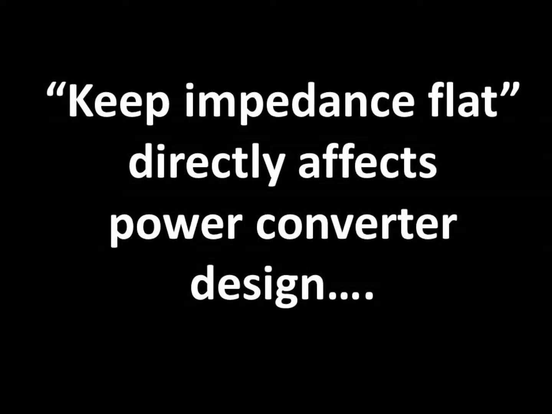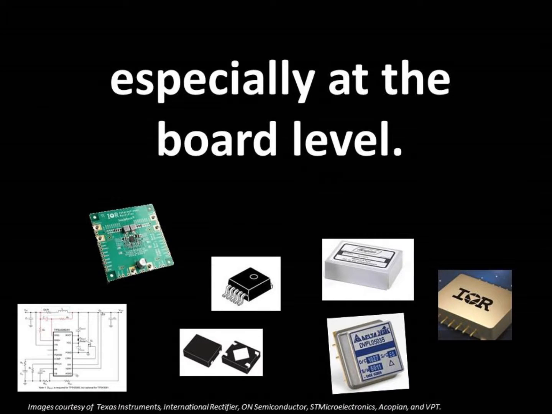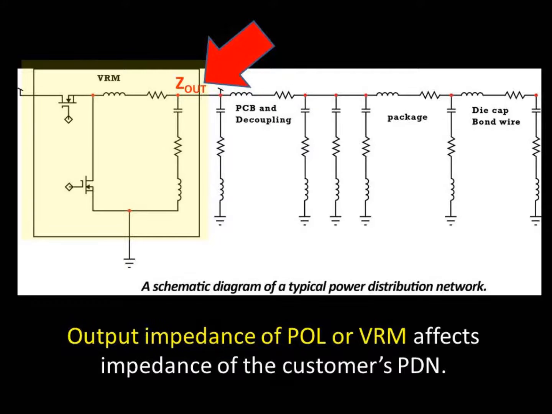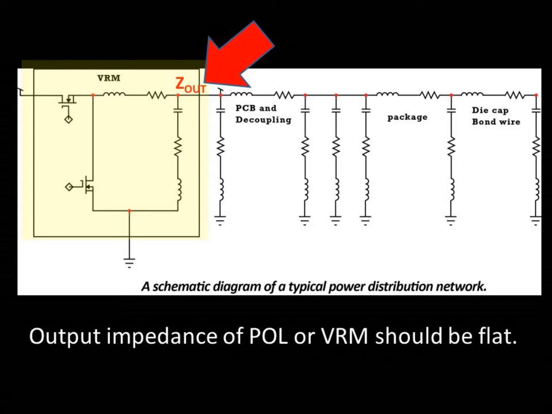Maintaining a flat impedance characteristic is the PDN concept that most directly affects developers of board-level power solutions. Designers of POLs and VRMs need to be concerned with the impedance profile their products are creating, since these profiles will affect the impedance profile of the customer's PDN. As with the impedance of the PDN, the goal is to make the output impedance of the power converter flat.